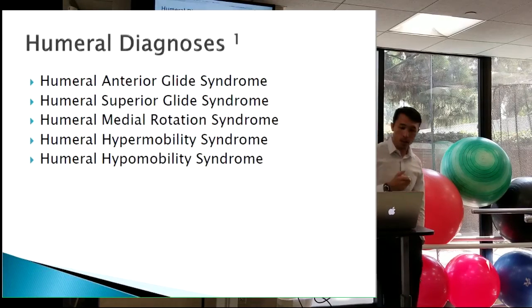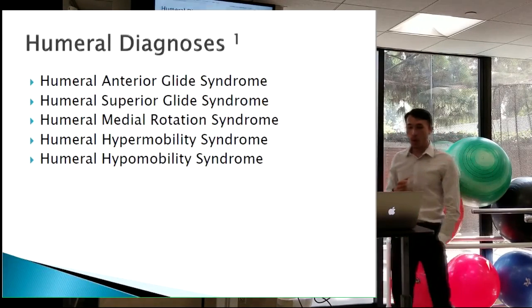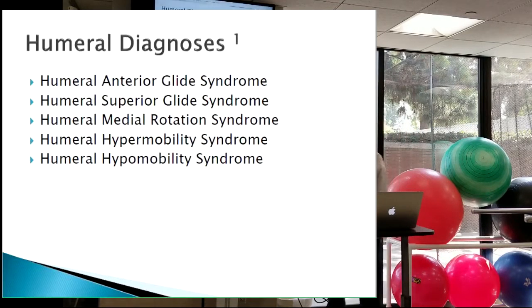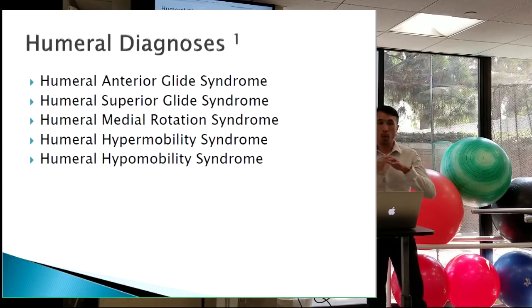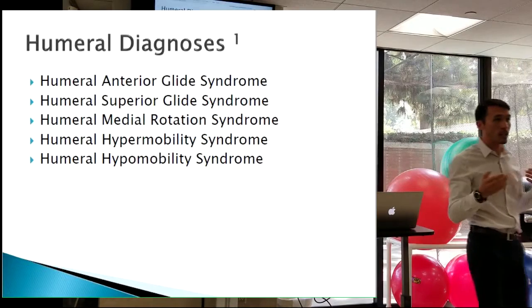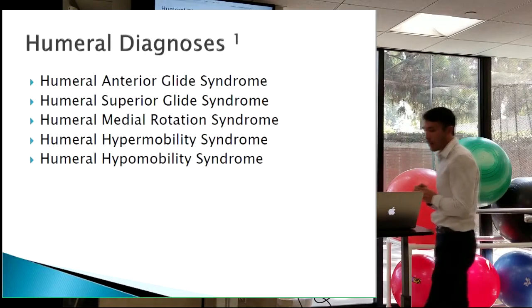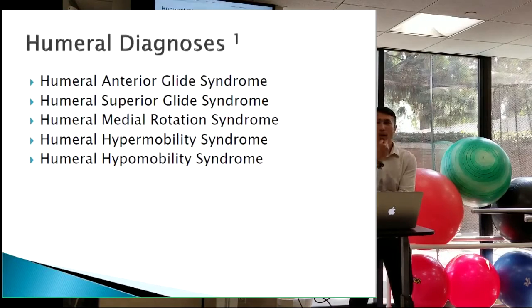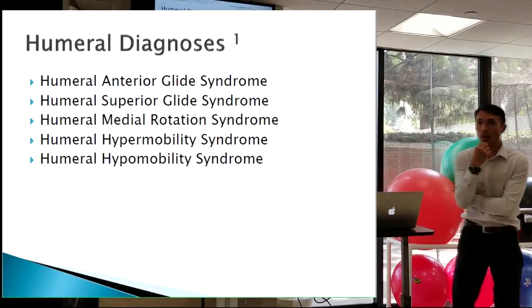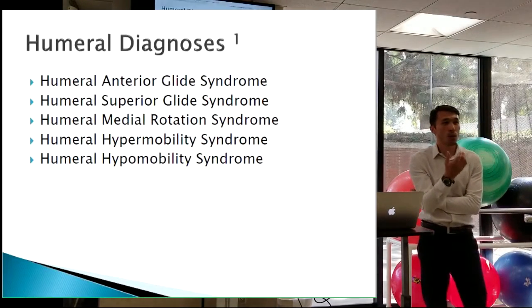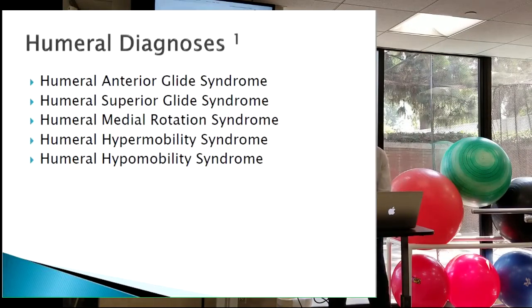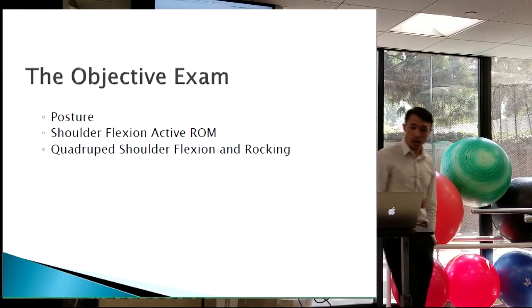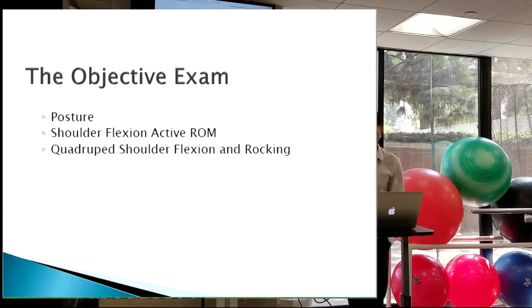And then the humeral diagnoses. The humerus is going to either glide forward, glide too far up, or medially rotate too much, or there'll be general hypermobility or a hypomobility syndrome, like in somebody with adhesive capsulitis. There are other things. I know this year Shirley brought up inferior glide, right? That's not in the books or our notes, but basically if it's going too far in a direction it shouldn't be going, think of it like that. So today we're going to look at posture, function, and then quadruped.